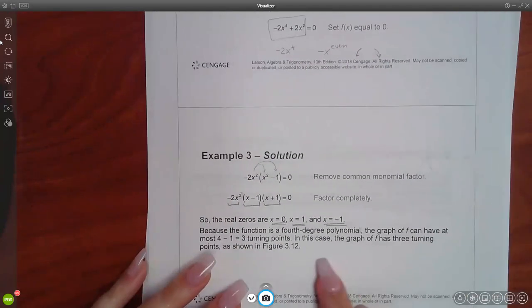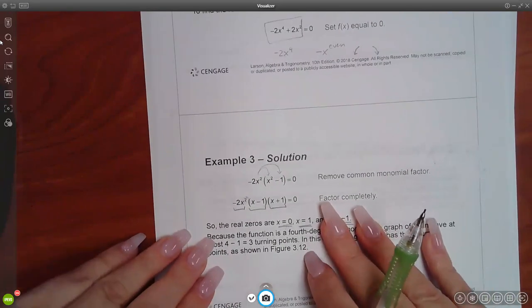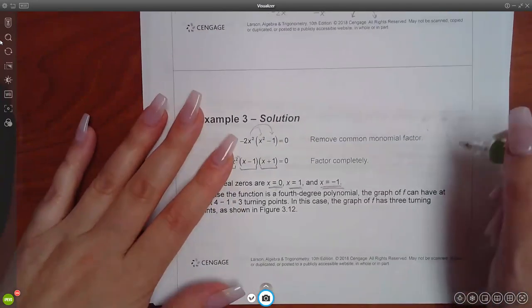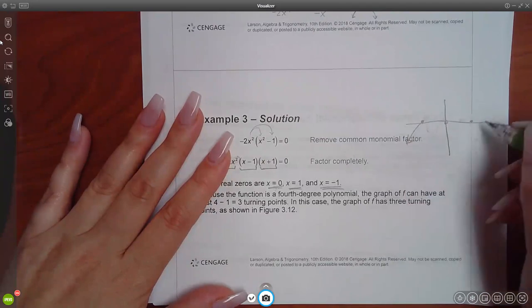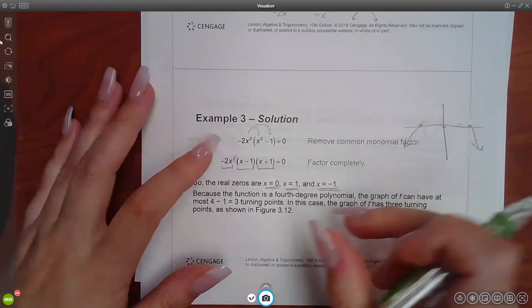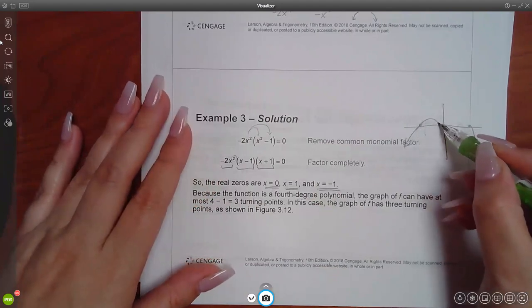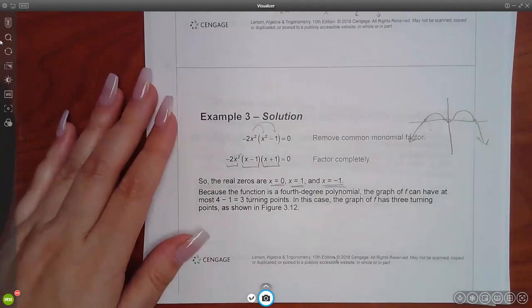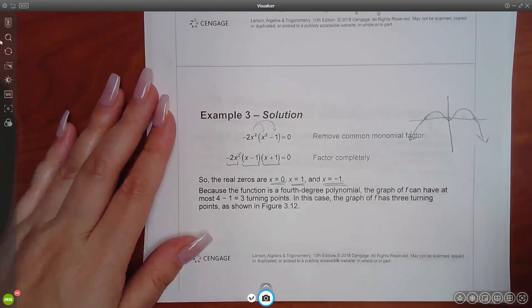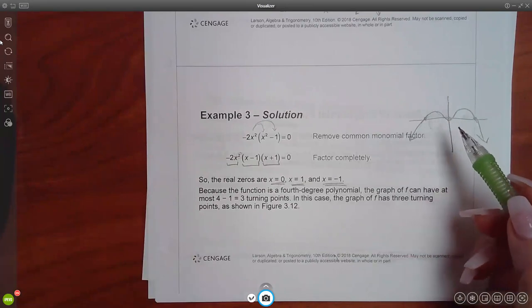But they're saying that it's going to have actually three turning points. Let's see what I know. I know it's going to go down. I know what has to do with those powers. So I'm just going to go through and then bounce and then go. How many turning points are there? Three. So that's what the graph looks like. Now, I don't know if it's like a short little hump or long skinny hump, right? I don't know that yet.